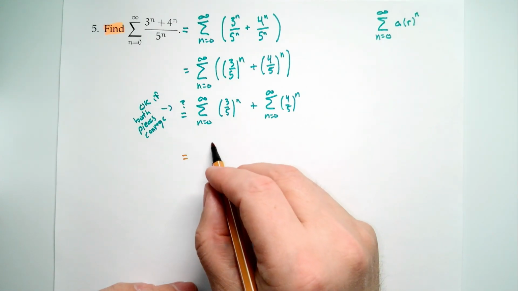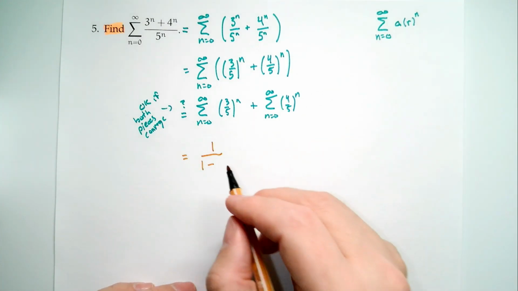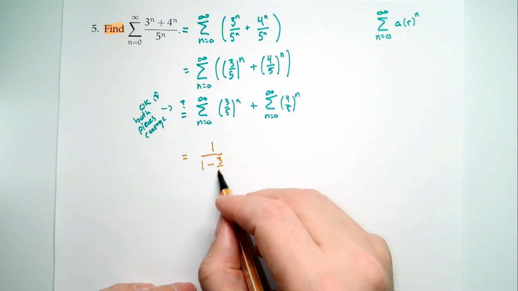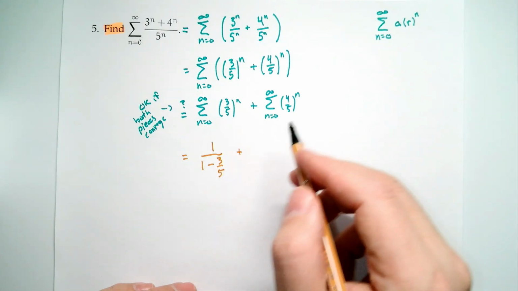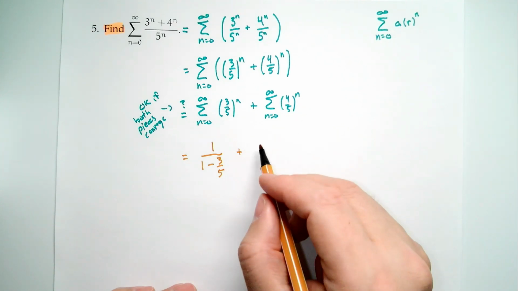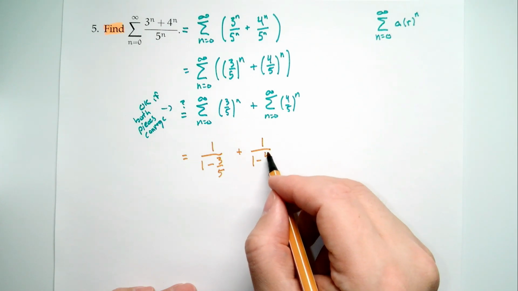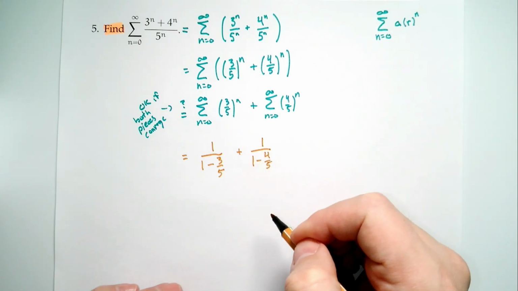3/5 to the 0 is 1, over 1 minus, what do you multiply at every stage? And the answer is 3/5. For the second term, what's the first term in the series? 4/5 to the 0, that's 1, divided by 1 minus, what do you multiply every time, which is 4/5.